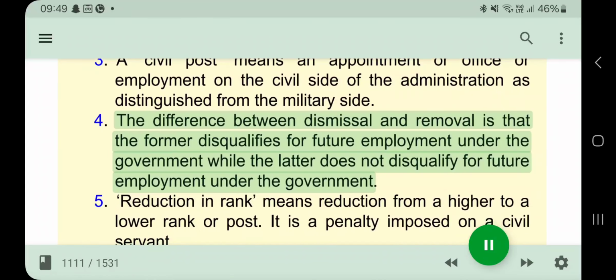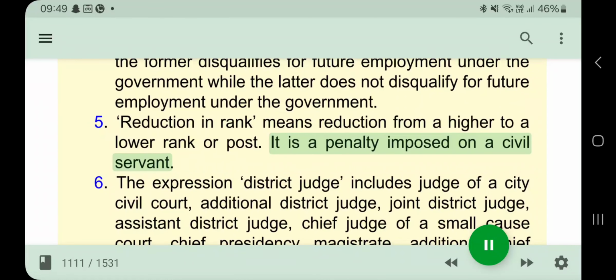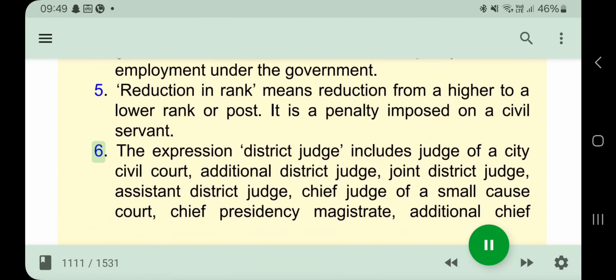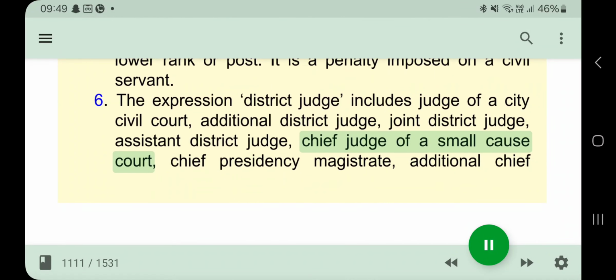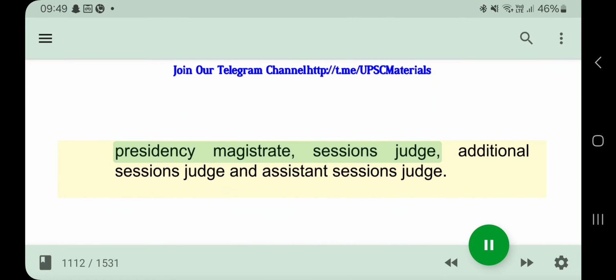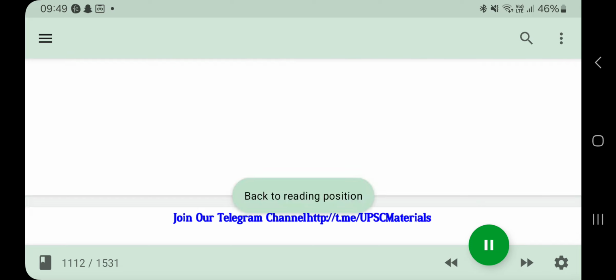4. The difference between dismissal and removal is that the former disqualifies for future employment under the government while the latter does not disqualify for future employment under the government. 5. Reduction in rank means reduction from a higher to a lower rank or post. It is a penalty imposed on a civil servant. 6. The expression district judge includes judge of a city civil court, additional district judge, joint district judge, assistant district judge, chief judge of a small cause court, chief presidency magistrate, additional chief presidency magistrate, sessions judge, additional sessions judge and assistant sessions judge.